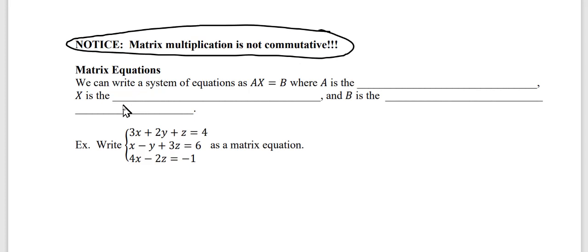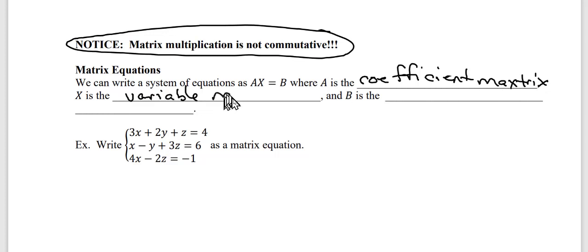Matrix equations. Going back to that idea of systems of equations, we can write a system of equations as AX equals B, where A is what we call the coefficient matrix, X is the variable matrix, which will contain all the variables, and B is the constant matrix.